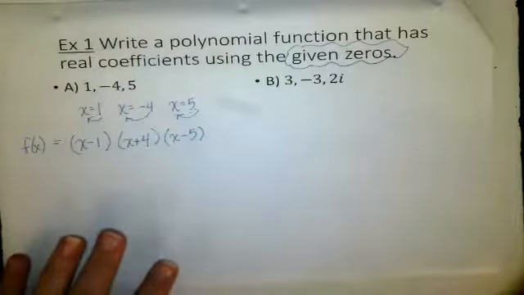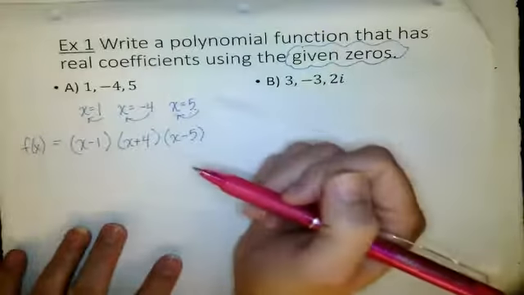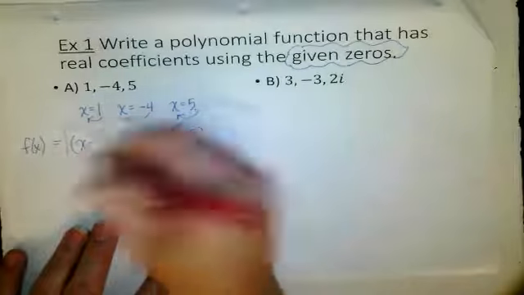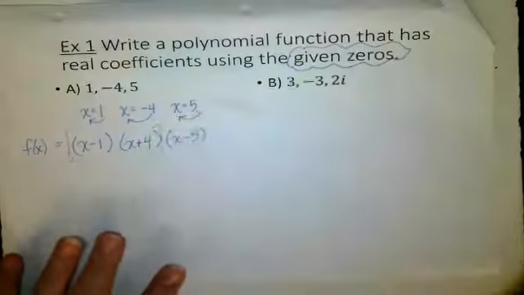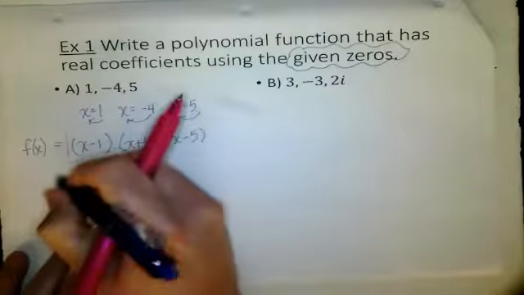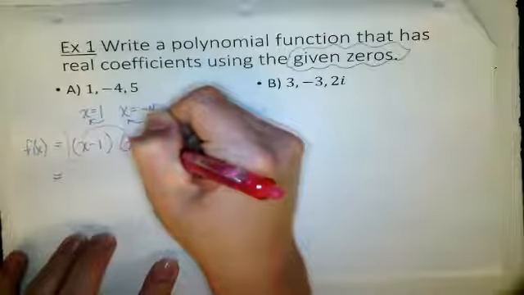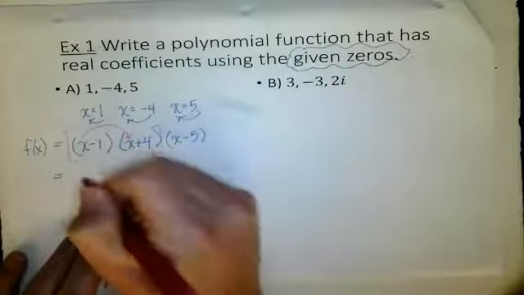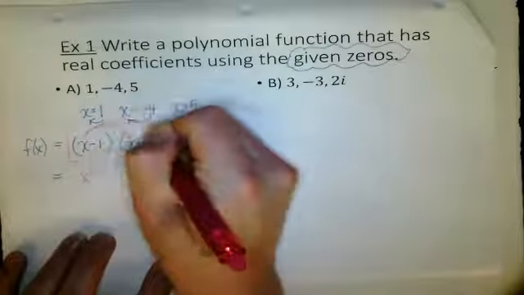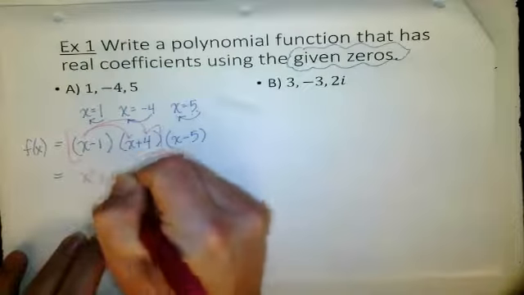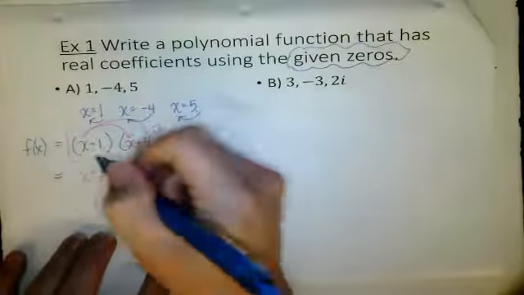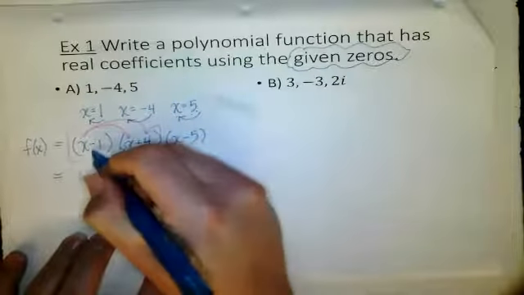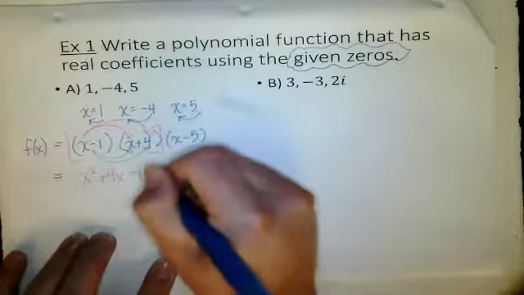And you guys know how to multiply. That was half of your test that you all did very well on. So we can multiply any two together. I might as well just start with these two. We're going to multiply them together first. So I'm going to distribute. X times x is x squared. X times 4 is 4x. Distributing the -1. -1 times x is -1x. And -1 times 4 is -4.